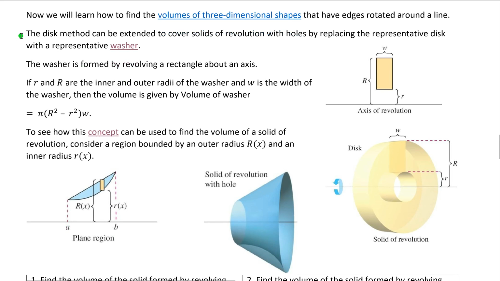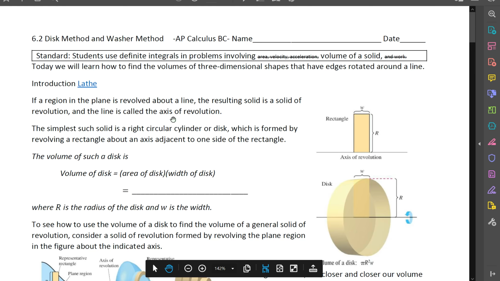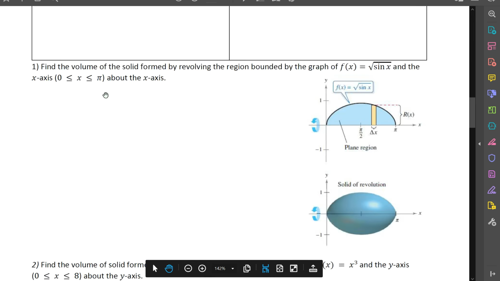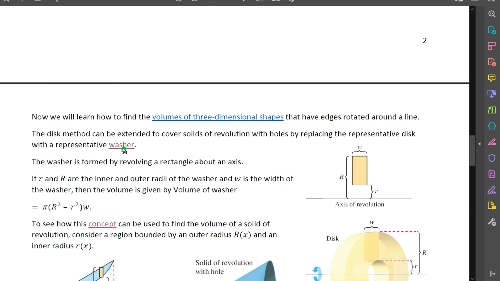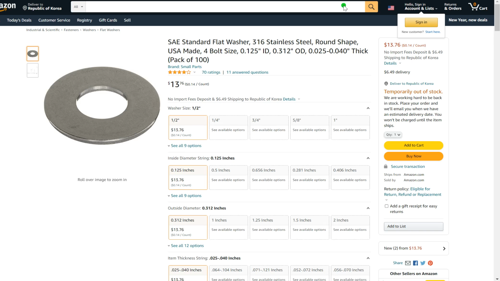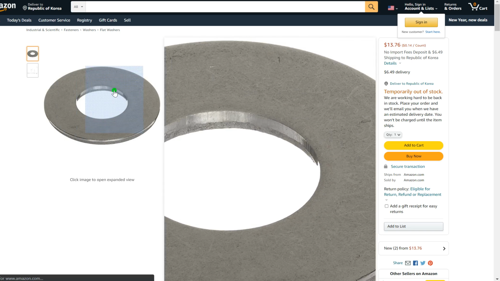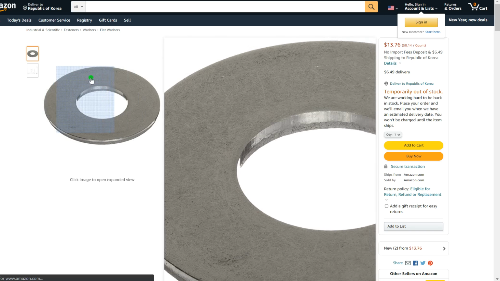But anyway, the disk method can be extended to cover solids of revolution with holes by replacing the representative disk with the representative washer. Every year that I teach this, students are like, Mr. Green, what in the world is a washer? So I looked it up, and I can show you a picture. So what a washer is, it's just a disc with a hole in the middle.